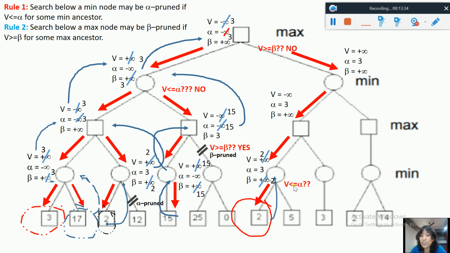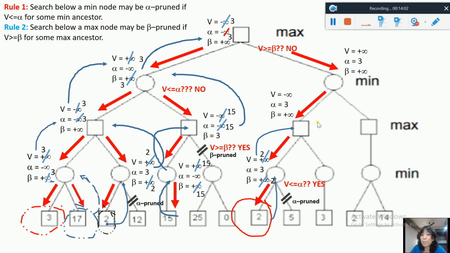Now I need to check whether I need to go downwards or not. So we will again check the rule, that is, search below min: whether v is less or equal to alpha or not. As we have seen, it is yes, v is less or equal to alpha. So what exactly do we do? We will prune it, and such pruning is called alpha pruning. There is no other child. We will move backward to its parent.